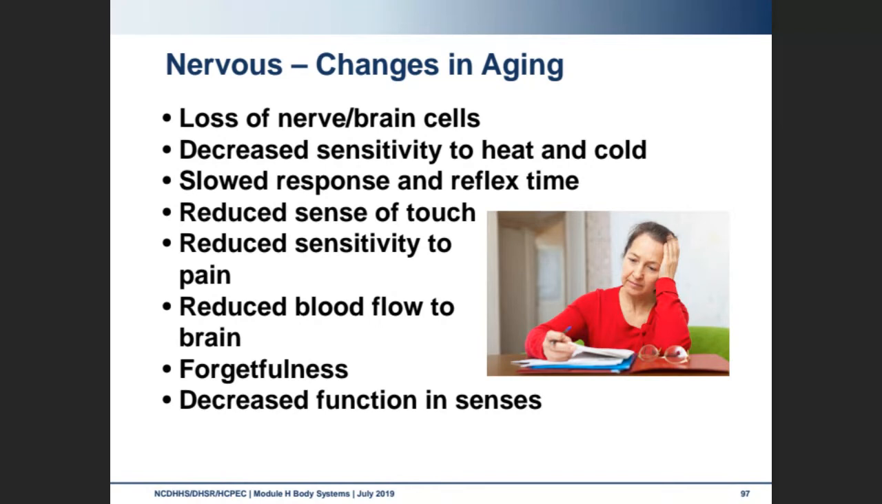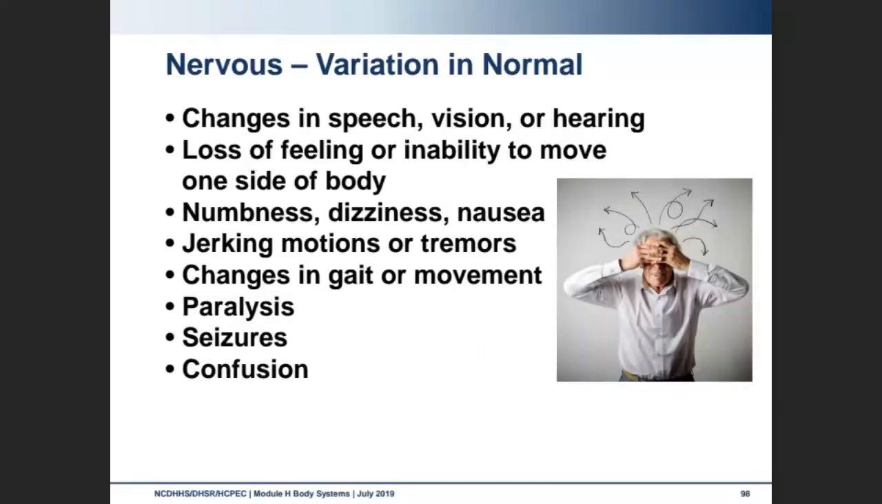So here are some variations from the normal that we want to be looking out for and reporting right away: changes in gait or movement, complaints of loss of feeling or the inability to move one side of the body, paralysis, seizures, any speech, vision, or hearing changes, confusion, or complaints of numbness, dizziness, or nausea.